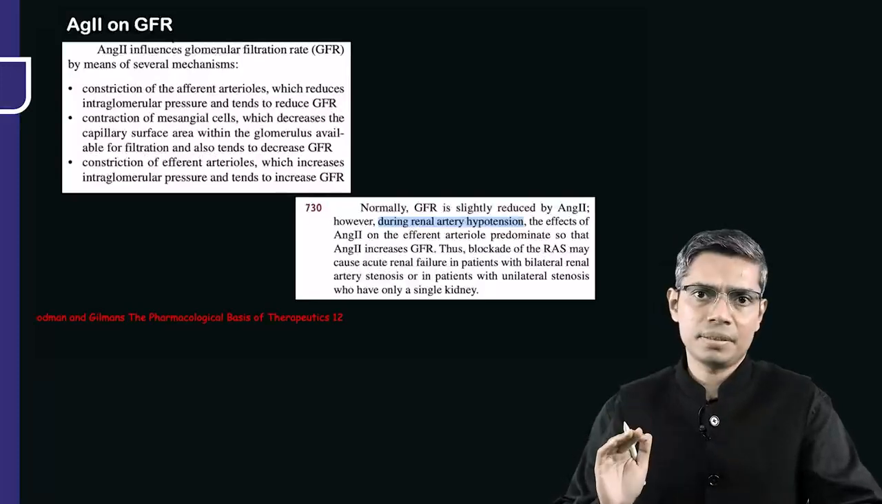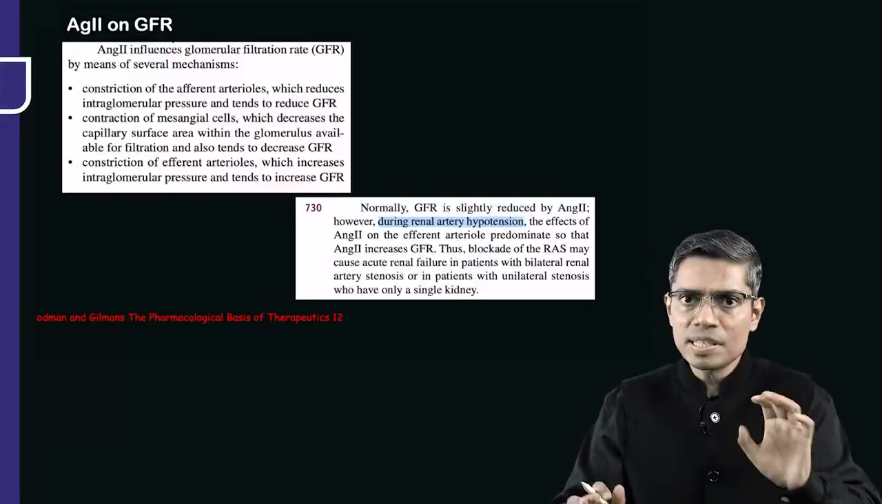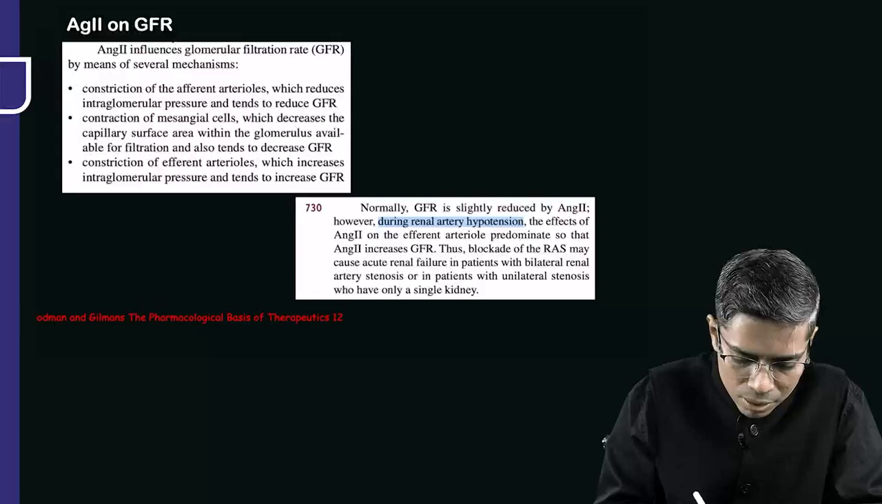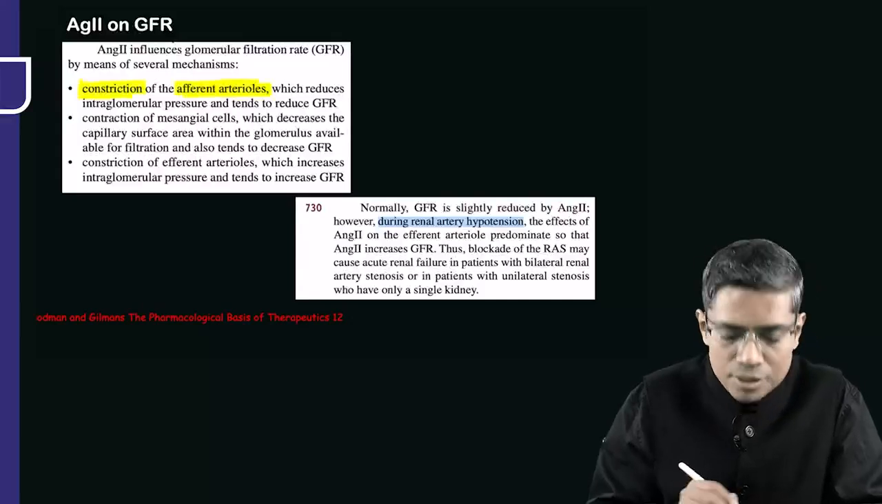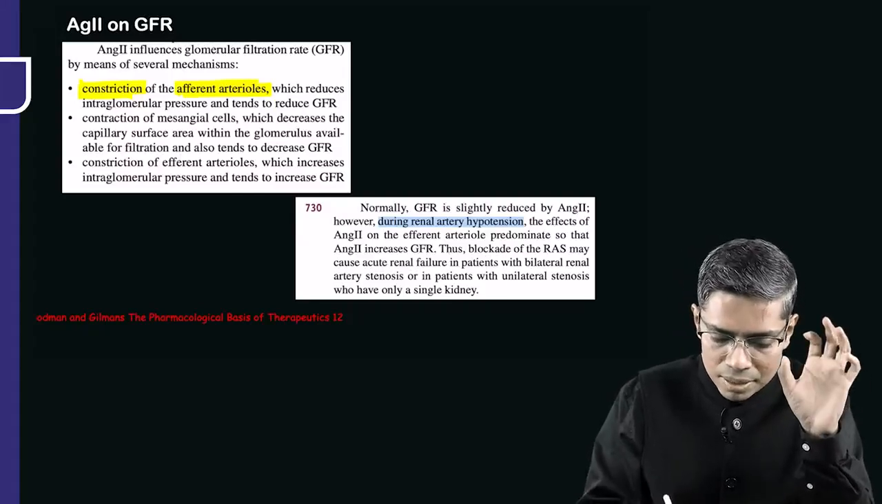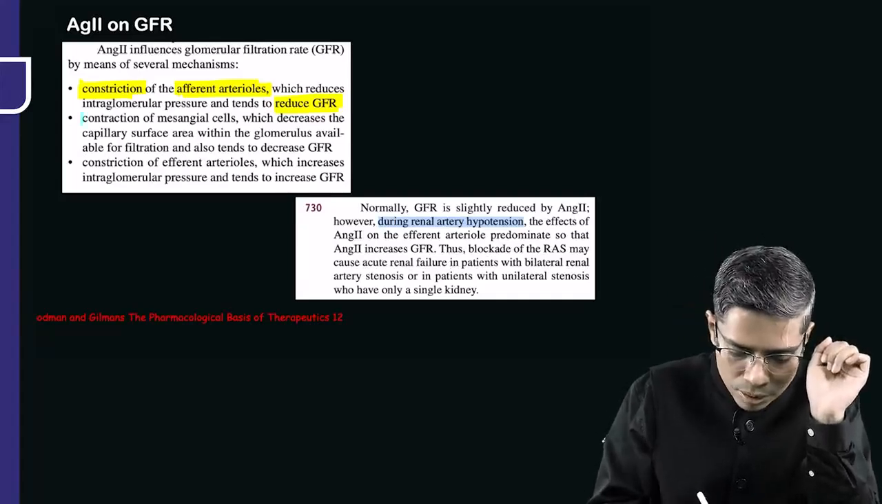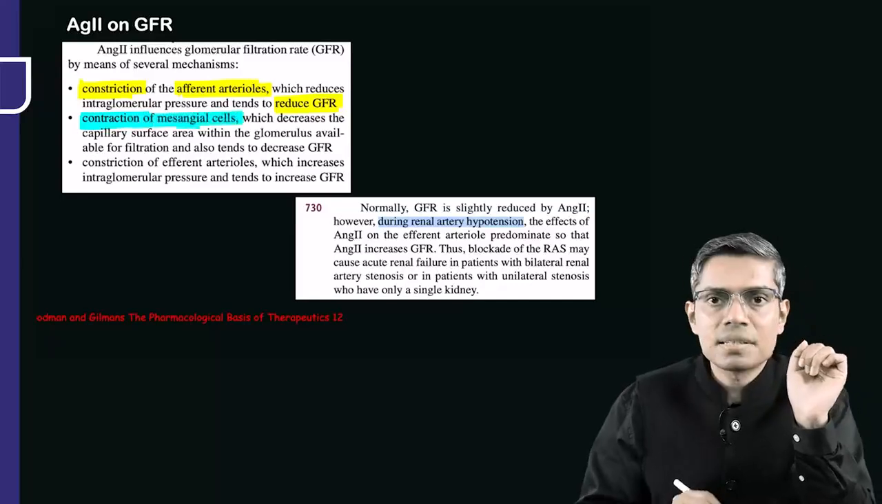It has many effects. It is a potent vasoconstrictor. Which vessel will be constricted? It causes constriction of the afferent arteriole. If it constricts the afferent arteriole, what will happen? The GFR will reduce. Not only that, it also causes contraction of the mesangial cells.